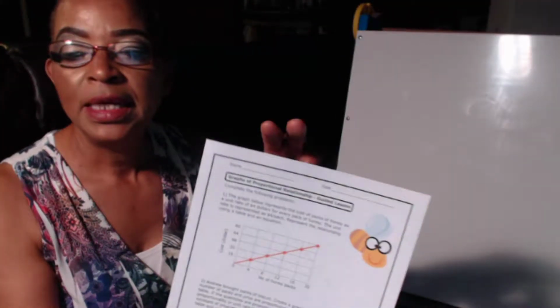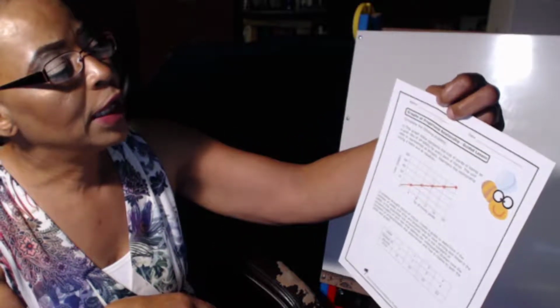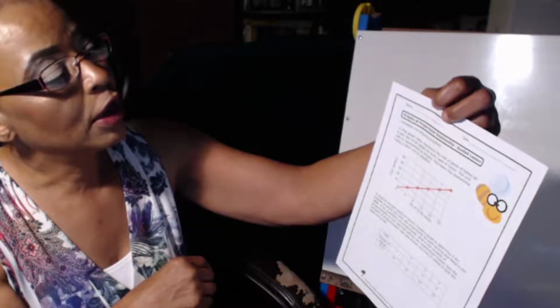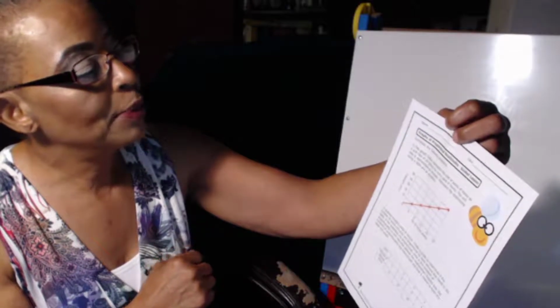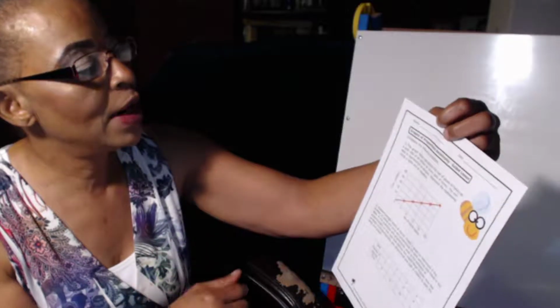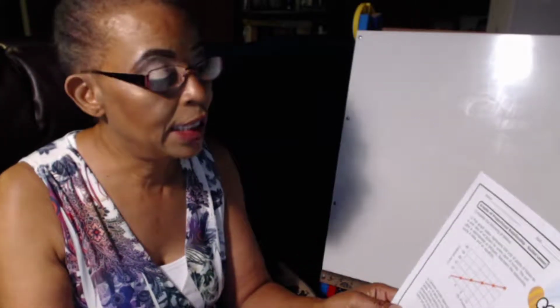And in this lesson, it says that the graph below represents the cost of packs of honey as a unit rate of $4 for each pack of honey. The unit rate is represented at $4 per pack. Represent the relationship using a table and an equation. All right, we already have the points. We just have to create our table.